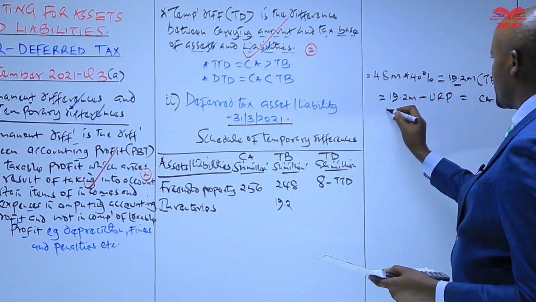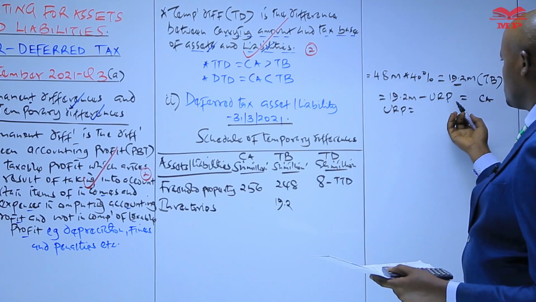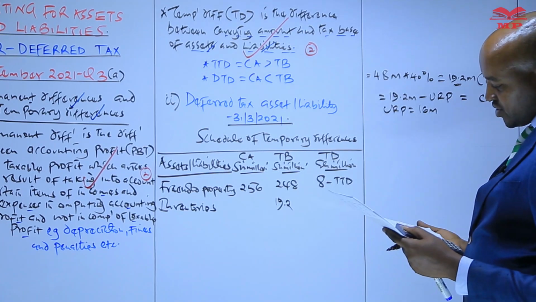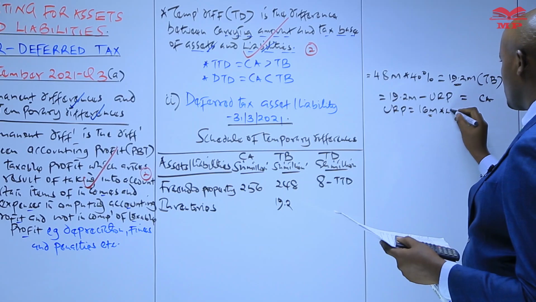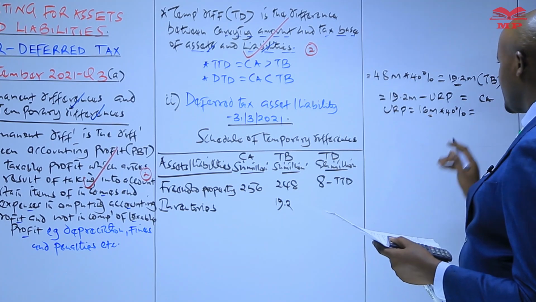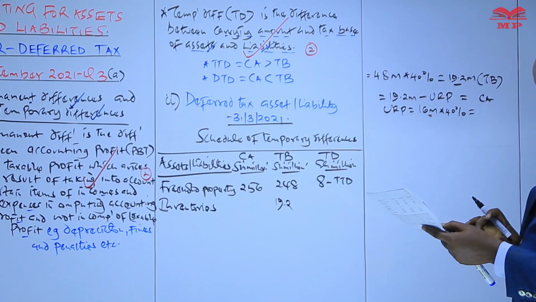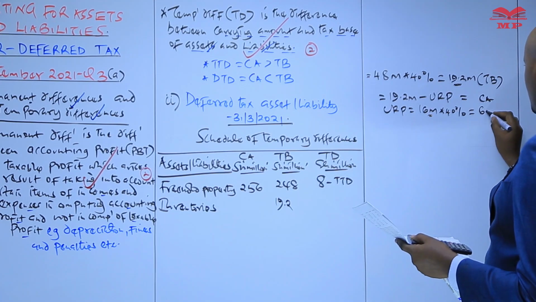So how do we compute the unrealized profit? The unrealized profit in this case is equal to the profit which was reported by the selling company, which you're told was 16 million. And because 40% of these goods were not yet sold, the profit not yet realized will be 40% of that profit, 40% of 16 million, which will give us 6.4.